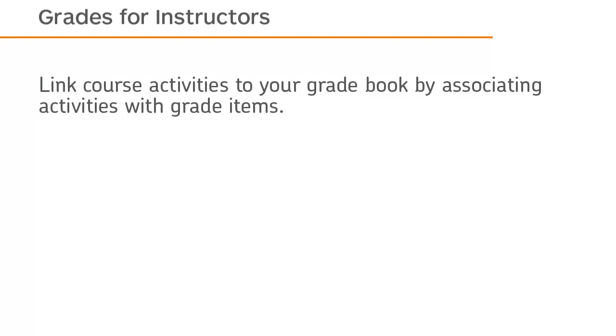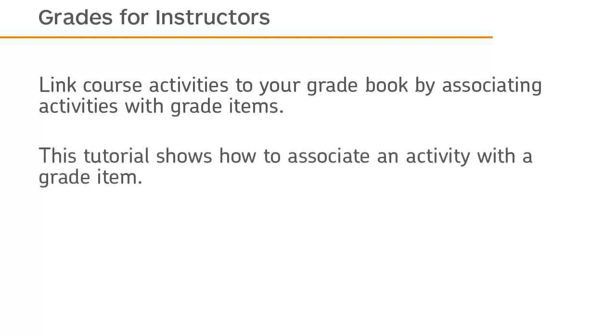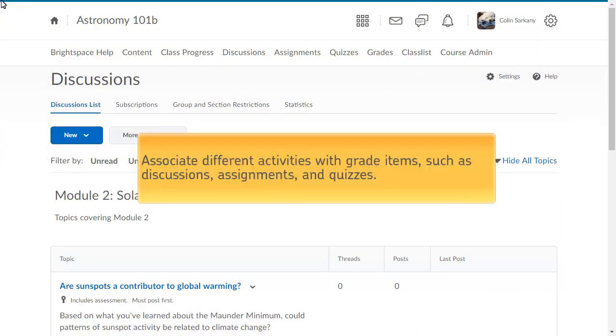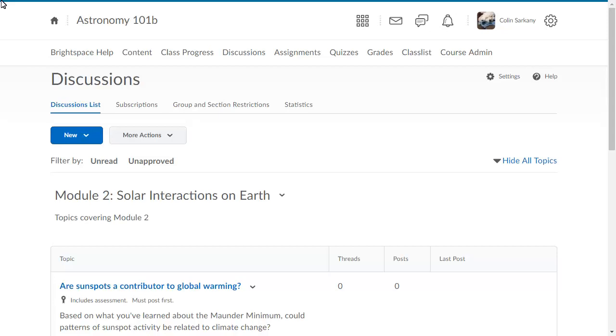Link course activities to your gradebook by associating activities with grade items. This tutorial shows how to associate an activity with a grade item. You can associate different activities with grade items, such as discussions, assignments, and quizzes. In this example, we will associate a discussion topic with a grade item.